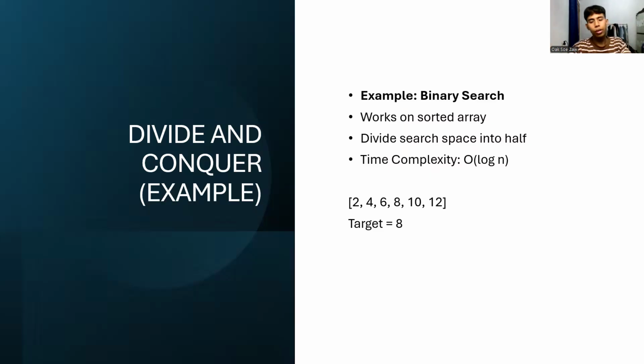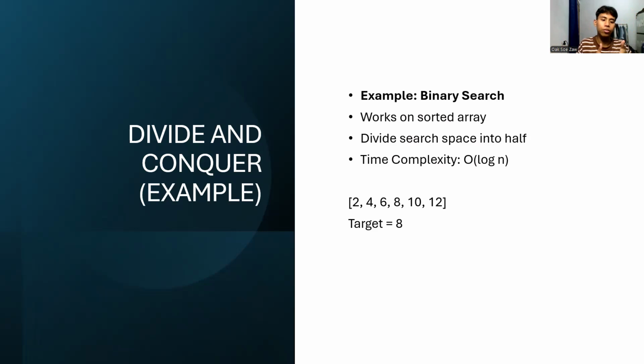So now I will demonstrate divide and conquer using binary search. Binary search is used to find an element in a sorted list. First, you can see this array. I'll look at the middle element. In this example, the middle one is 6. But as you can see, our target is 8. So if I compare my target value, which is 8, with 6, 8 is greater than 6.